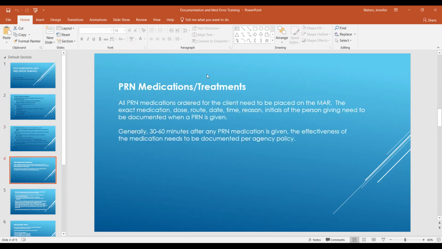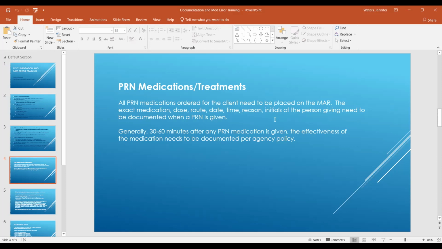Okay. Now we're going to talk a little bit about PRN medications that are ordered for the client, and they do need to be placed on the MAR. It's the exact medication, the exact dose, route, date, time, reason, and the initials of the person who gave that medication. Most people have a place on the back of the MAR where you can include that information.